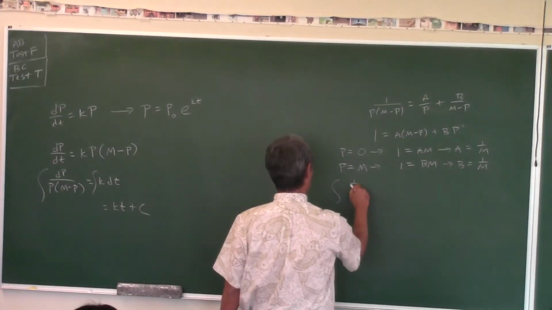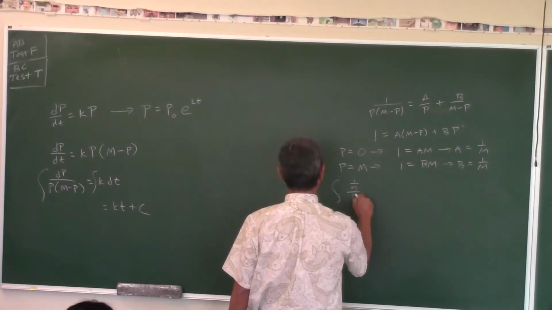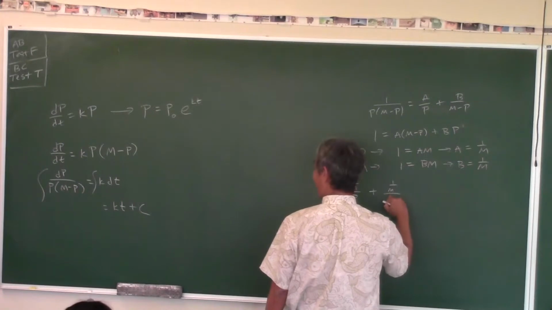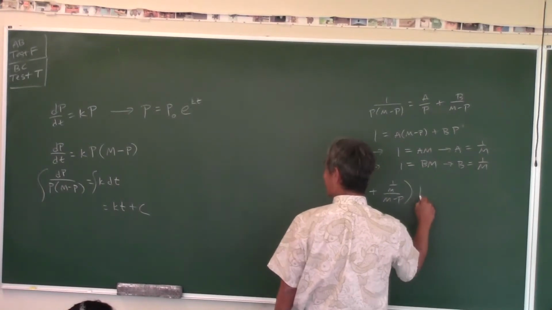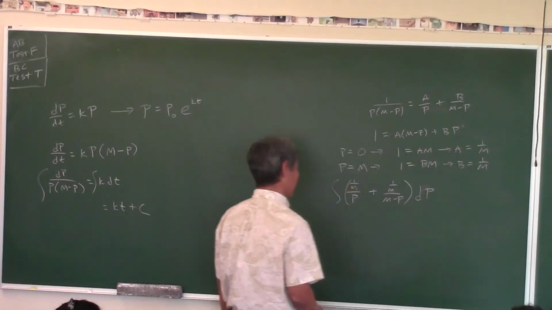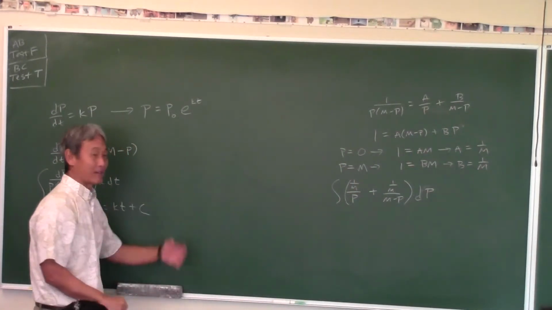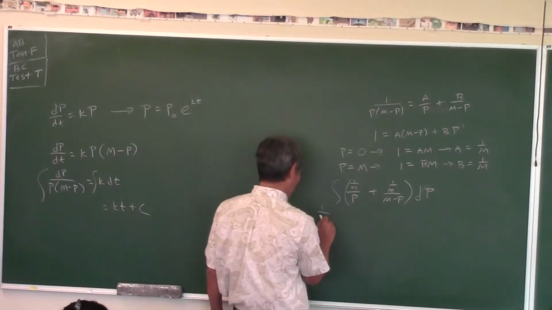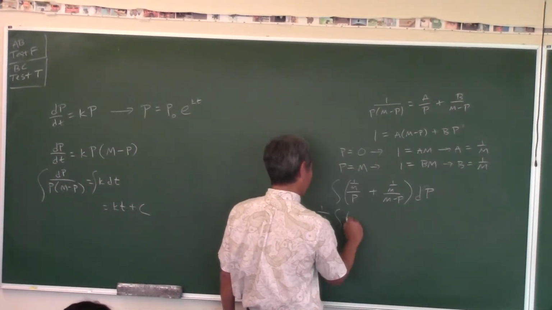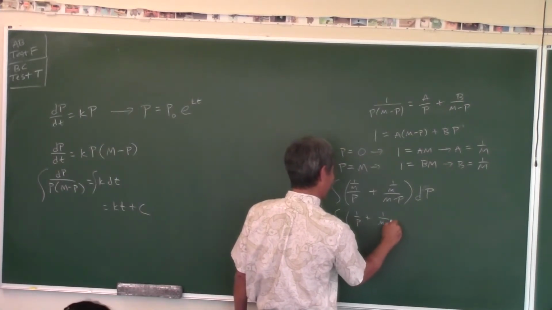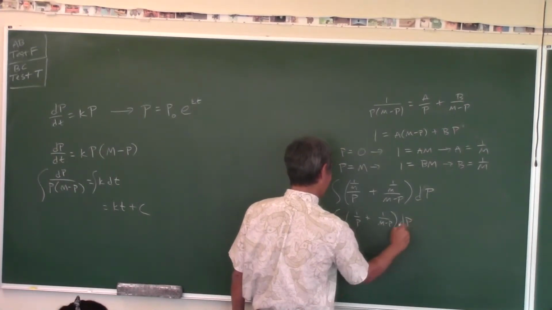That's the same thing as doing 1 over m over p plus 1 over m over m minus p dp. Correct? Do you guys want to factor out the 1 over m? Or just leave it? Okay, no, too late. So let's put the 1 over m on the outside. So we get 1 over p plus 1 over m minus p.